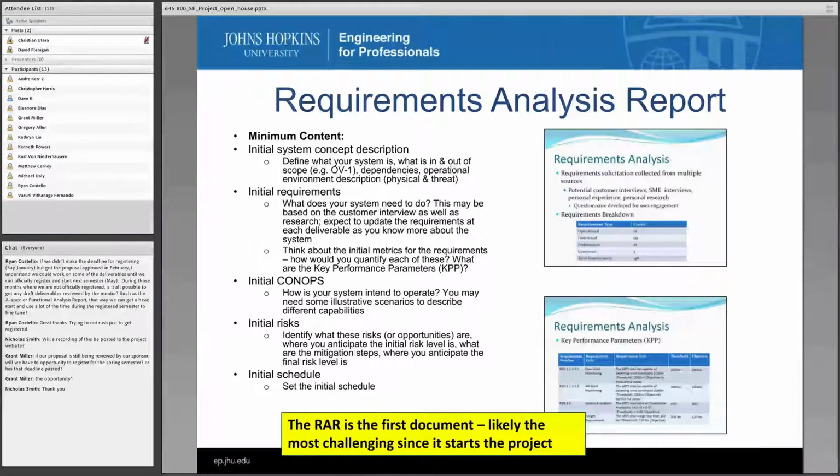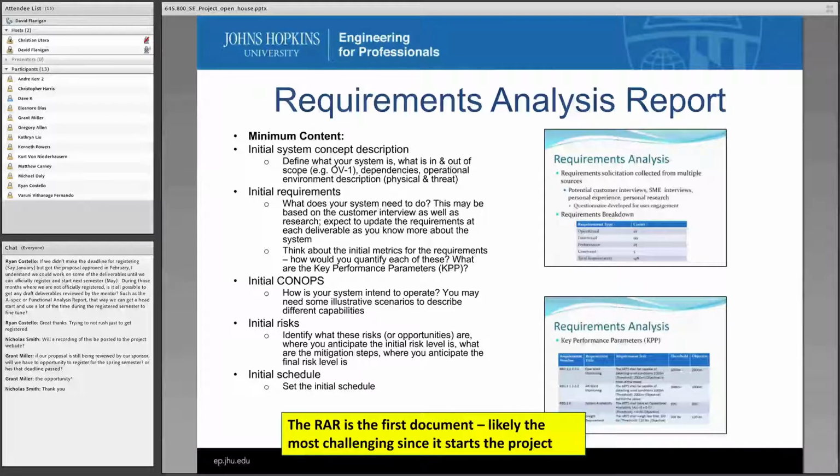Okay. So we'll go through some of these products. We won't go through the entire details, to make sure we get through all the questions. But again, the requirements is the first document. This is probably the more challenging because it's the first element. You can read some of the other project examples here, but it's the description. What are the requirements? Think about the concept of operations. Think about the risks. Think about the schedule as you work through this.